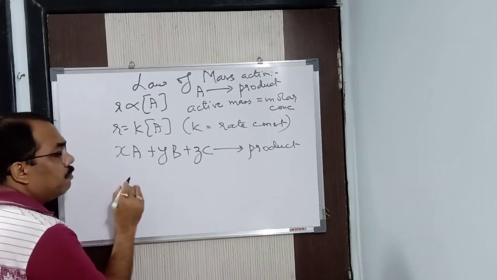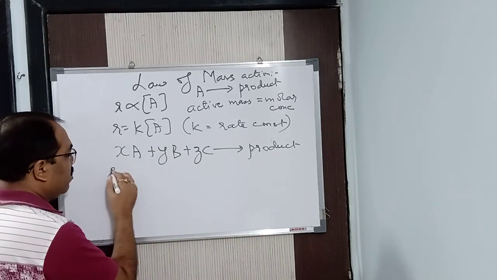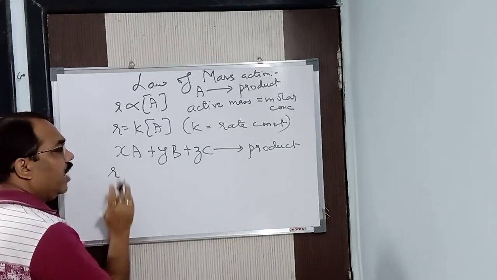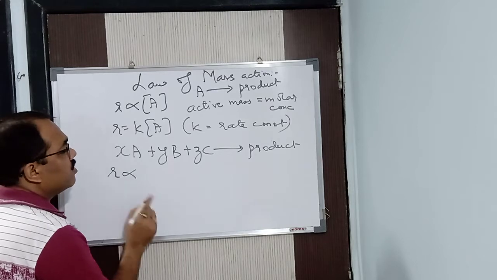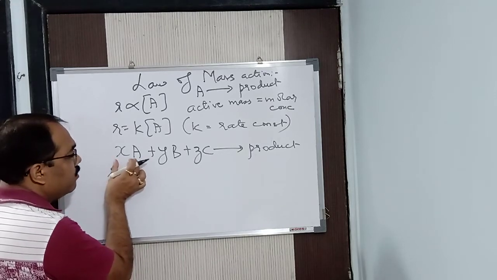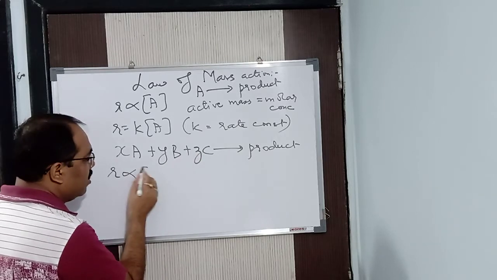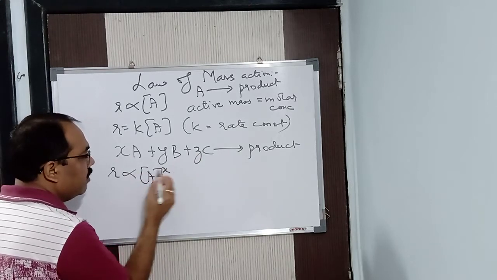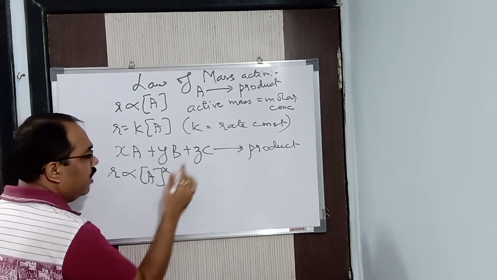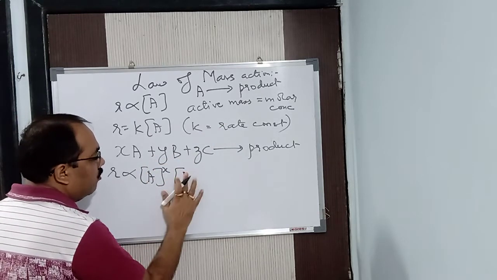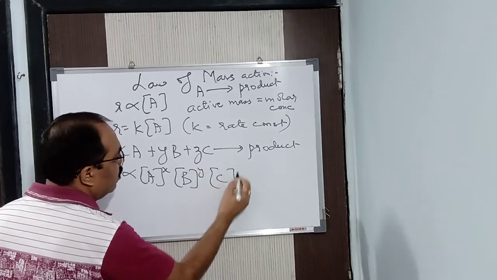So what is the second part of the law of mass action? It states that the rate of a chemical reaction is directly proportional to the product of the active masses of the reactants. Now here, how many moles of A are there? X moles. So A into A into A, X times. Instead of that, can't I write A to the power X? Similarly B, Y times, so B to the power Y. Similarly C to the power Z.